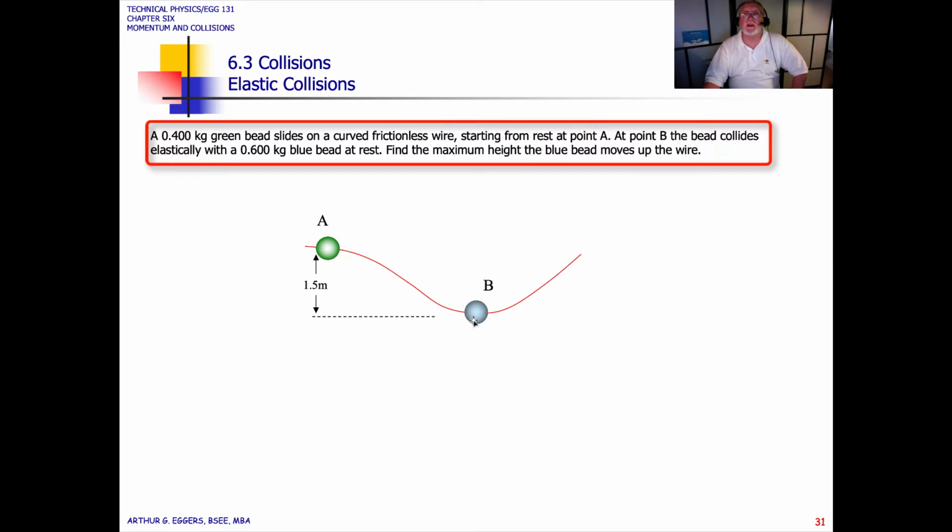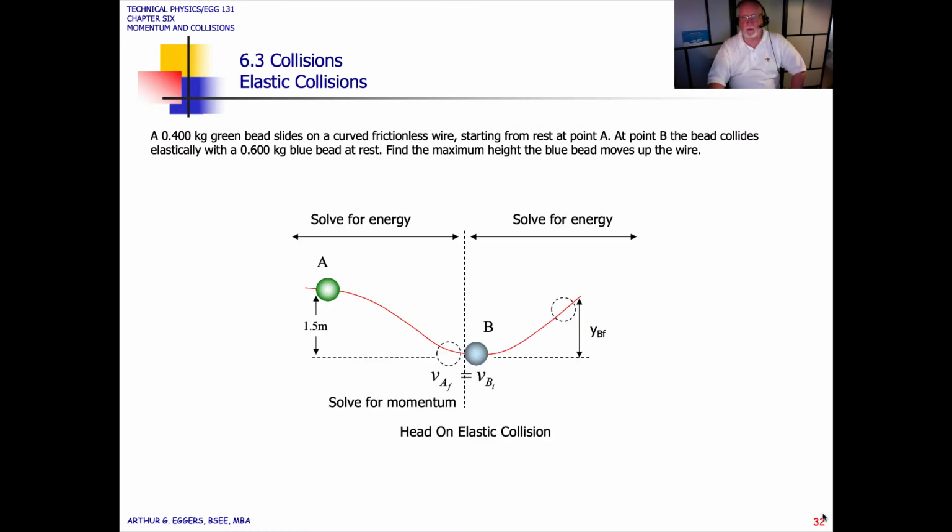At point B, the bead collides elastically with a 0.6 kilogram blue bead that is at rest. So B has velocity 0, at rest. And this is going to be an elastic collision, just like we saw before. Find the maximum height the blue bead reaches as it goes up the wire and stops. So that's the setup of the problem.